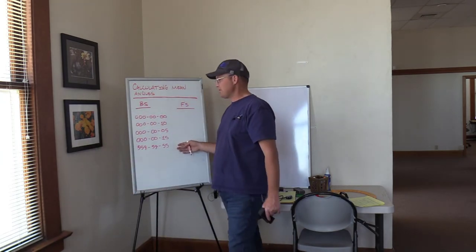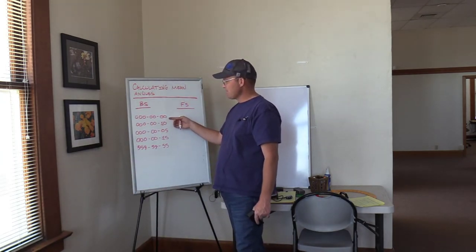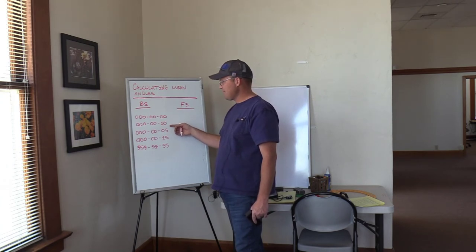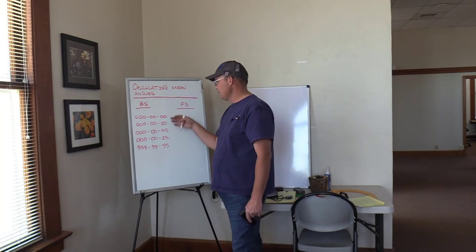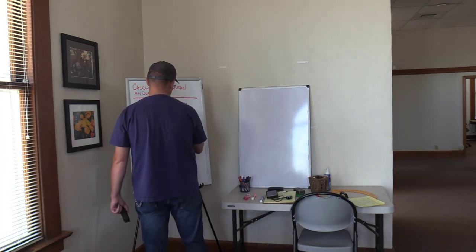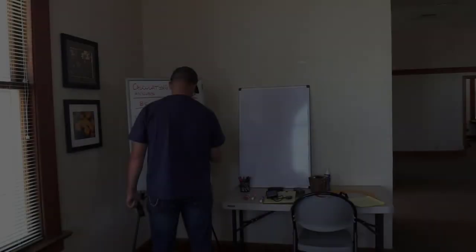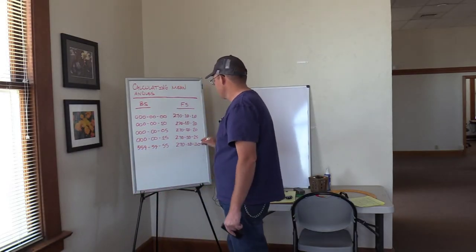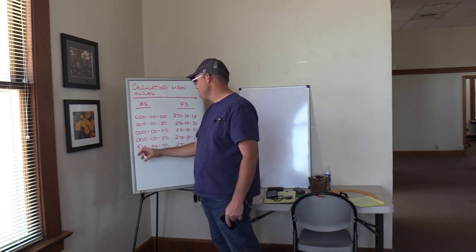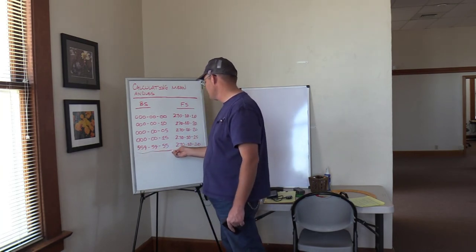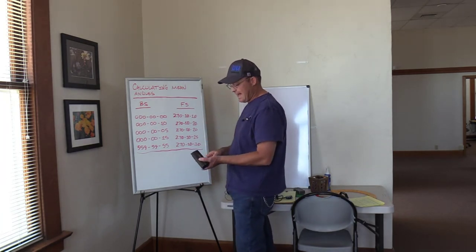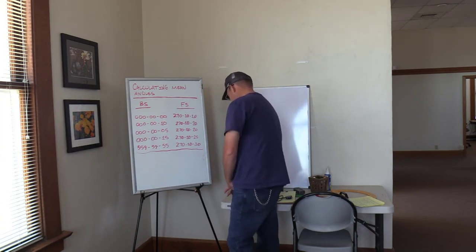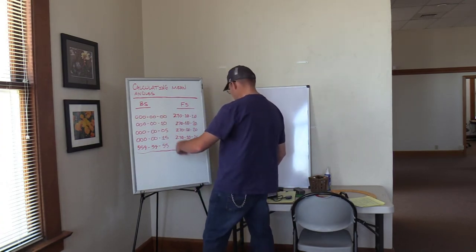Okay, so these are backsight circle readings. 0, 0, 0, then 0, 0, 10 seconds, then 0, 0, 5 seconds, then 0, 0, 15 seconds, and then 359, 59, 55. Okay, then they'll give you your foresight readings. Okay, so here's our foresight readings, all about 270. Okay, and then they'll say, given these circle readings, calculate the average angle or the mean angle. Now, you can't just go over here to your foresight and start adding up your seconds and averaging, because you got to take into consideration your backsight reading.